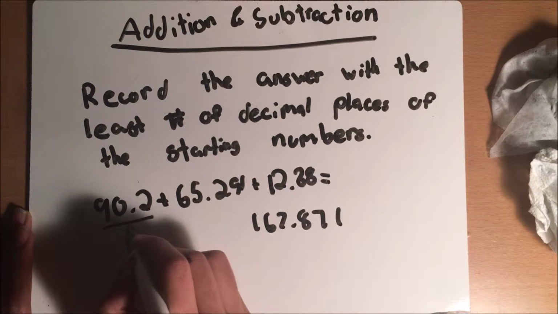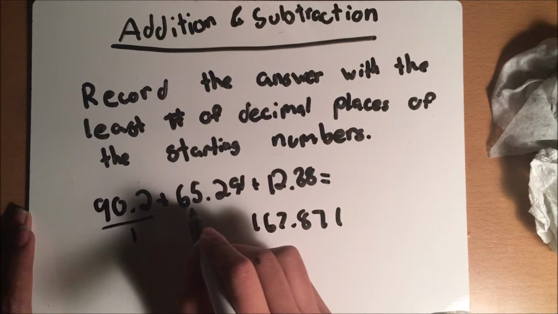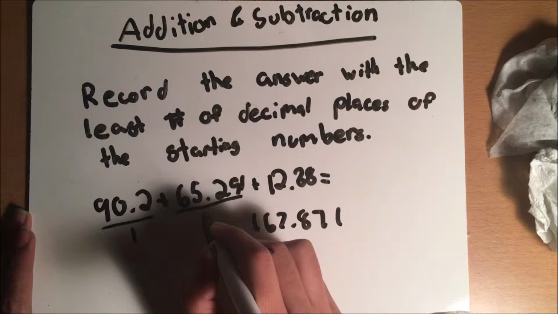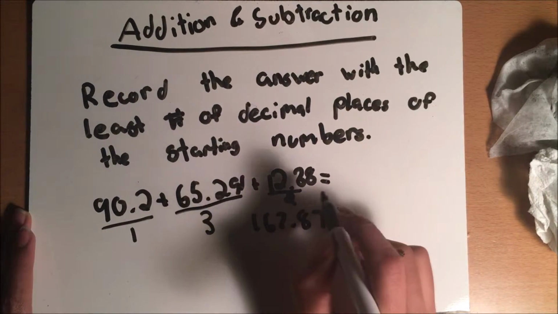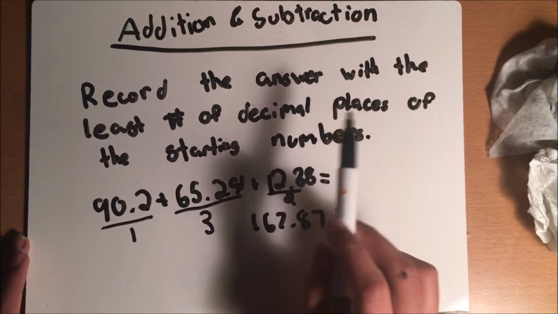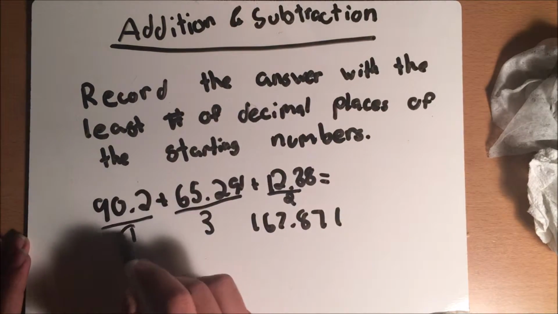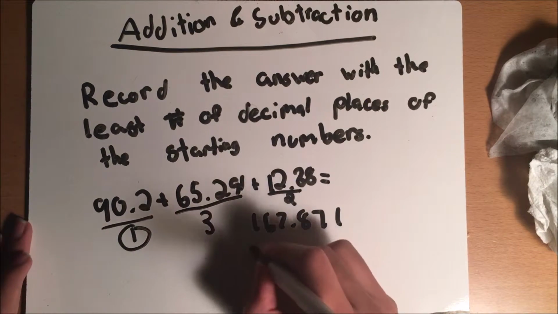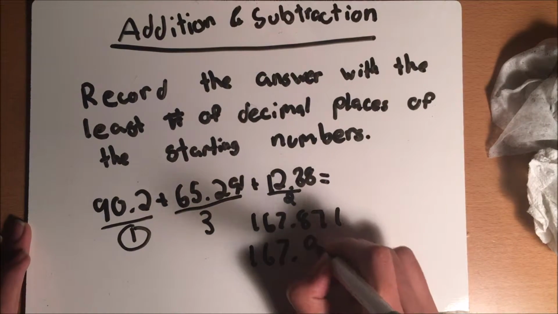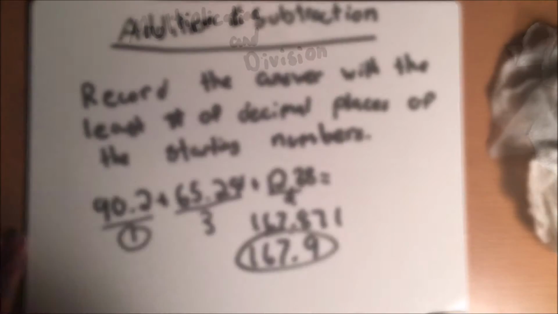90.2 has 1 decimal place, 65.291 has 3 decimal places, while 12.38 has 2 decimal places. And because the rule is it's the least number of decimal places, which is 1, the end result also only has to have 1 decimal place. So 167.9 is the final answer.